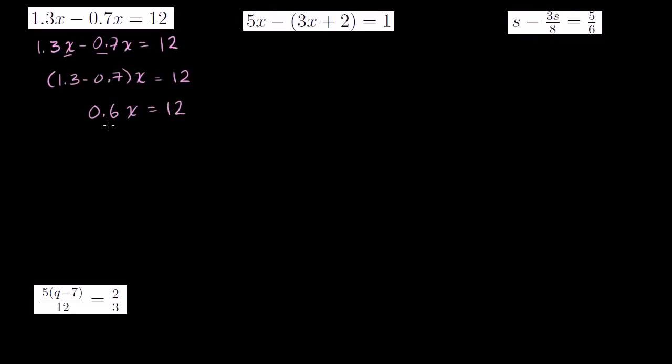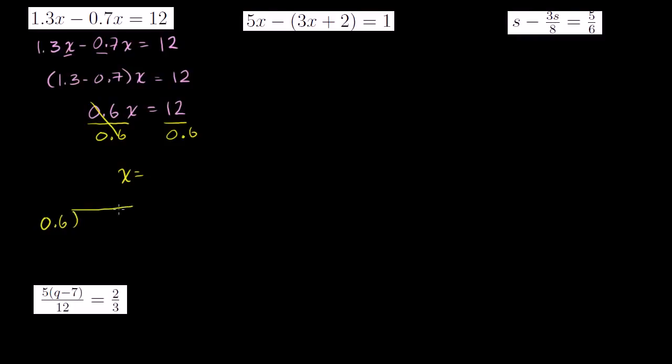And now this looks just like one of the problems we did in the last video. We have a coefficient times x is equal to some other number. Well, let's divide both sides of this equation by that coefficient. Divide both sides by 0.6. Divide both sides by 0.6. And so the left-hand side will just become an x. x is equal to, and what is 12 divided by 0.6?